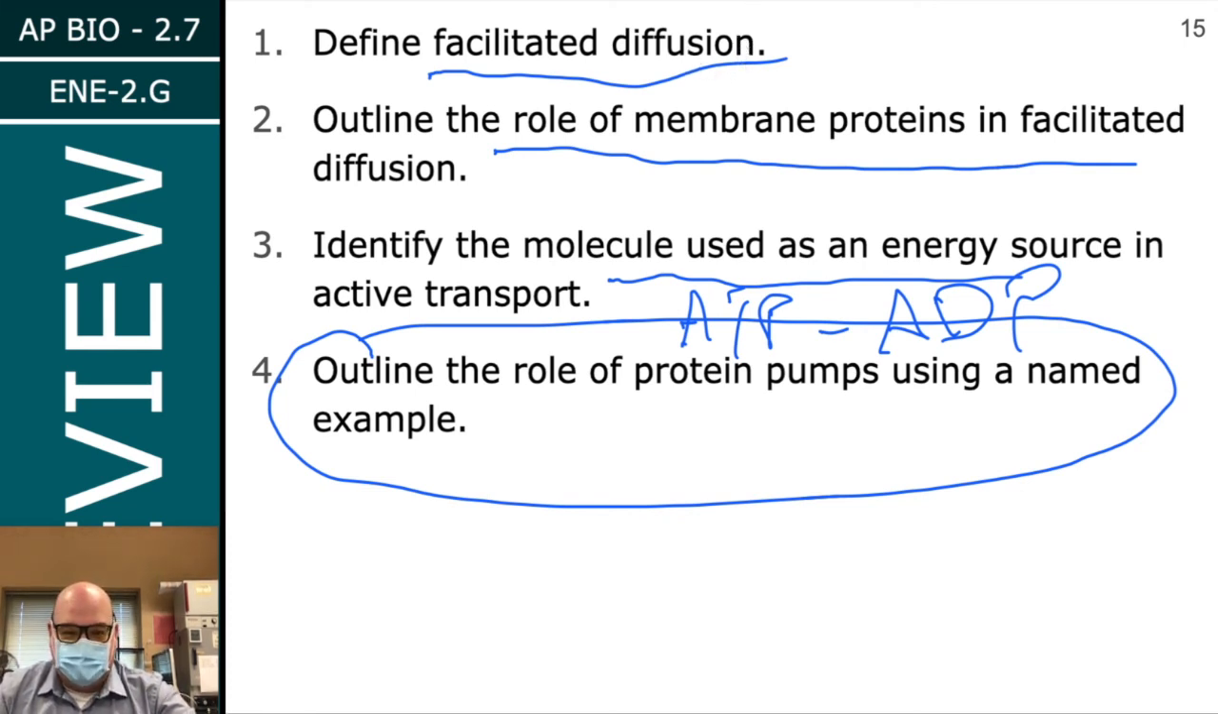All right. So this was 2.7, facilitated diffusion. We're really going to try to get through this unit here in the next couple days. So look for a few more of these and we'll be done.